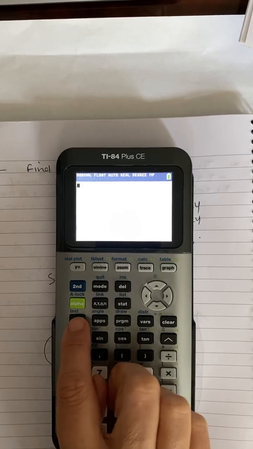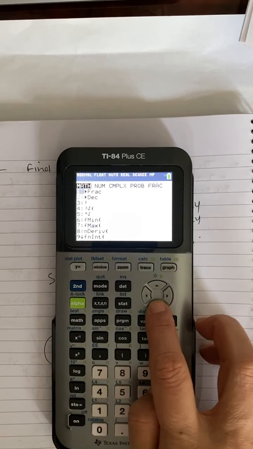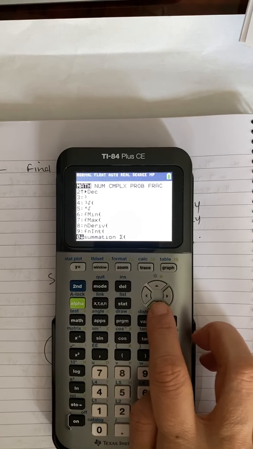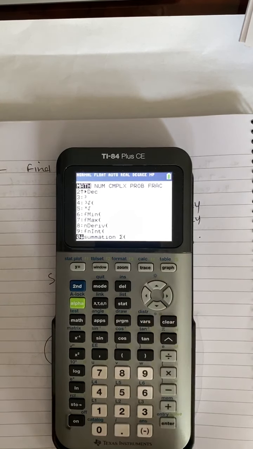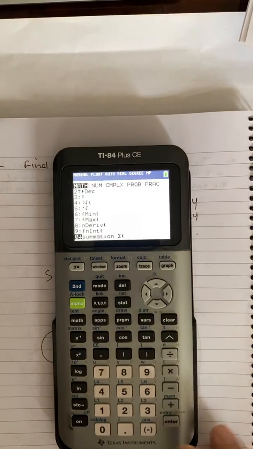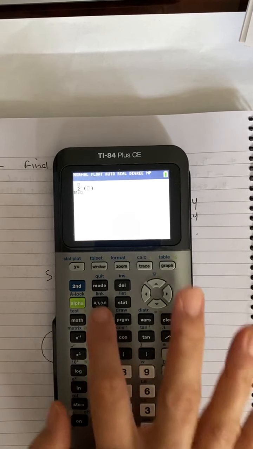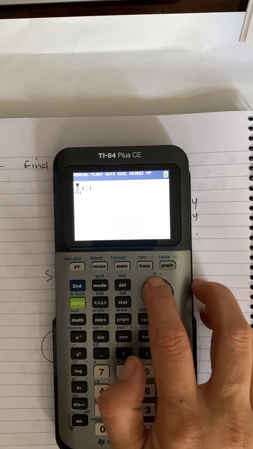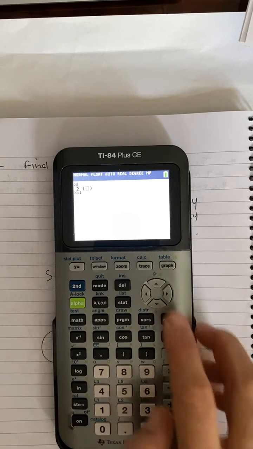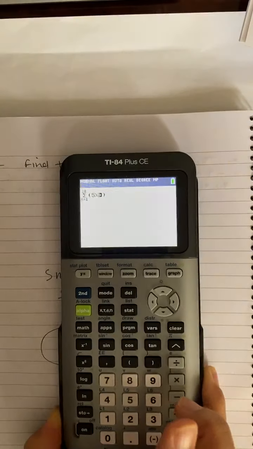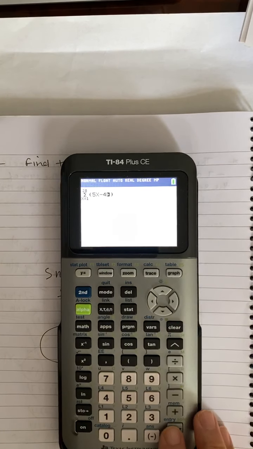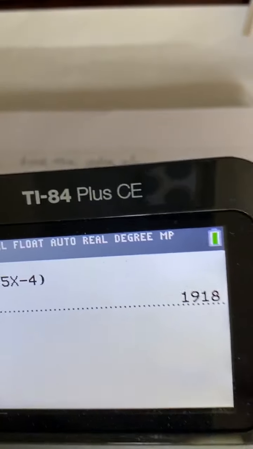So what you need to do is you need to go to math. When you go to math, you go all the way down, and then there is a summation, which is 0 gives you the summation, and then you press enter. I'm not going to change this x into n. You can do it, but I'm going to keep it as x. And x starts from 1 to 28. And then you input your rule, which in this case was 5x minus 4. So negative 4. And then you press enter. So you got exactly the same number, 1918 here.